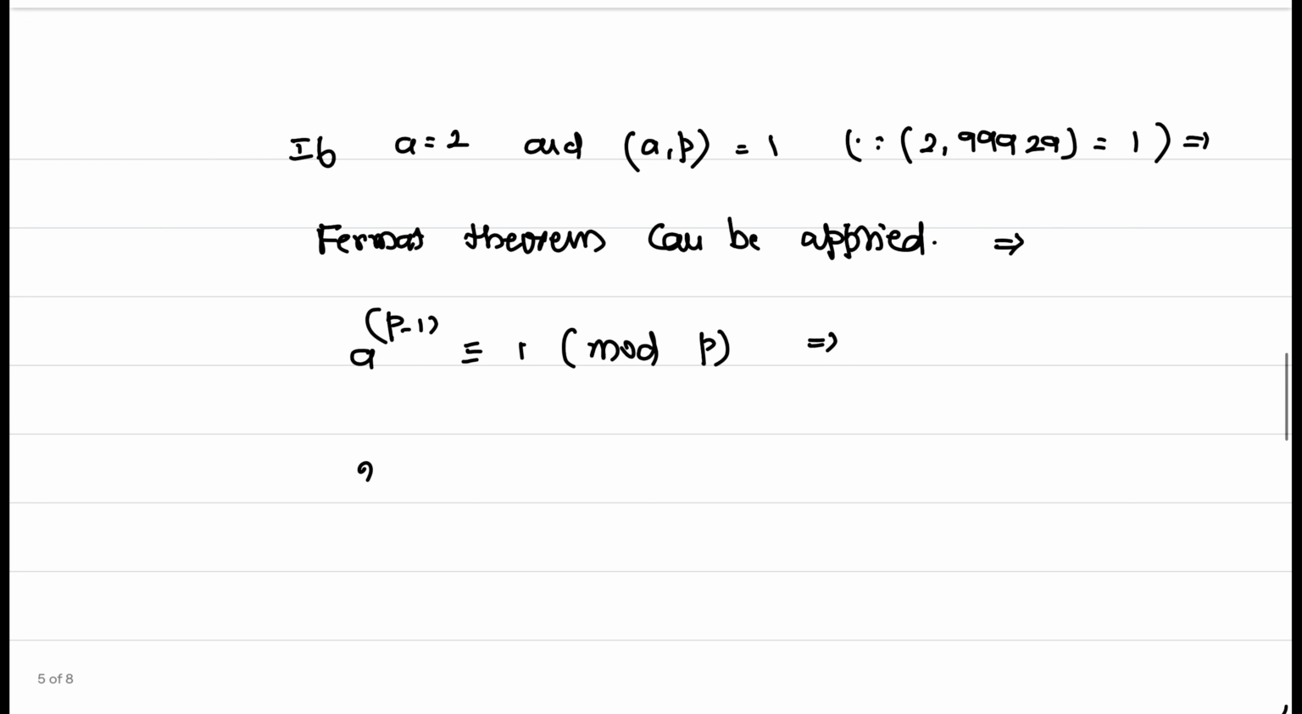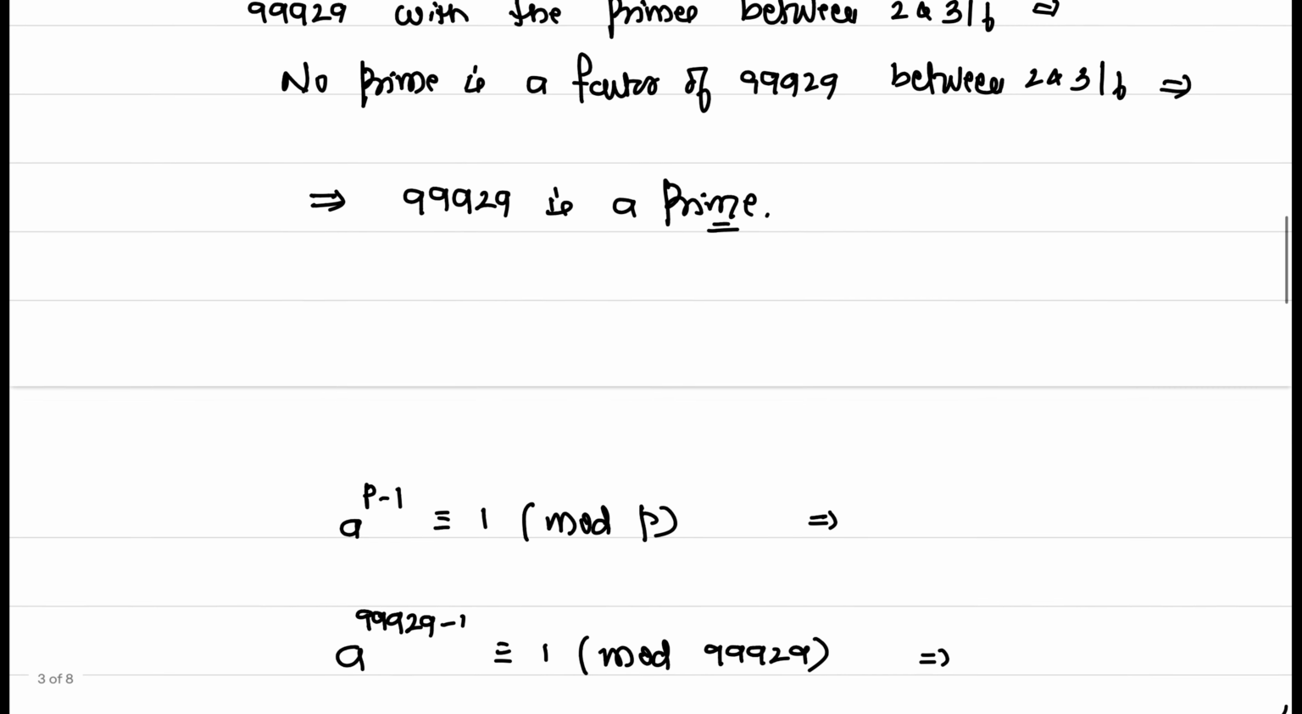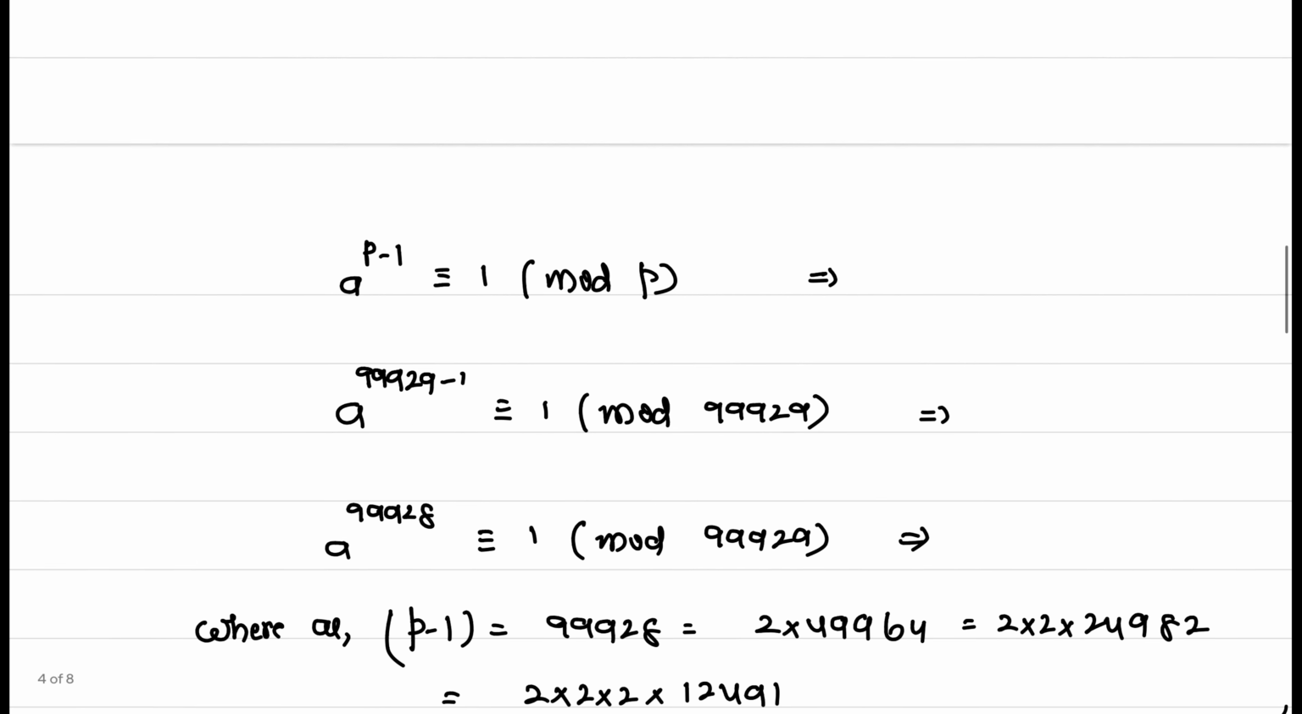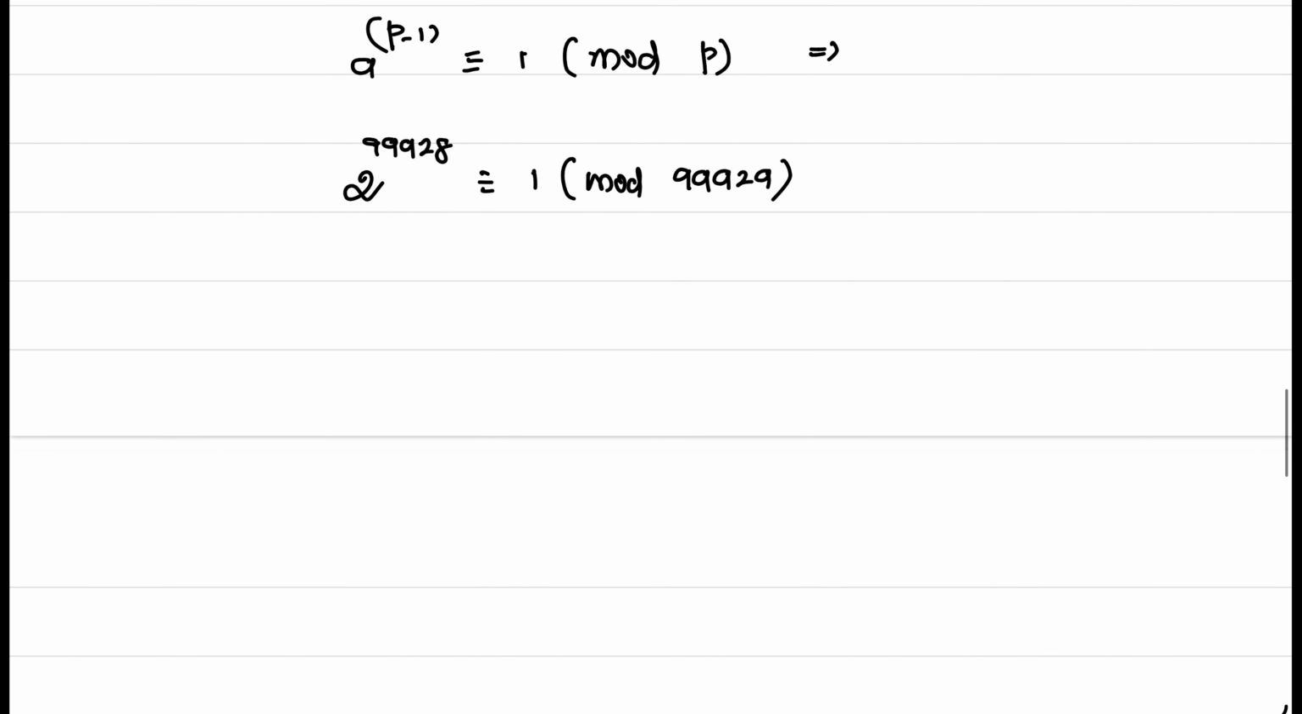That implies 2 to the power of 99928, because p minus 1 is 99928, is equivalent to 1 mod 99929. But we have to find out 2 to the power of 99929 plus 2 to the power of 99930. We have got only the value for 2 to the power of 99928. This implies 2 to the power of 99929 is equivalent to 2 into 1 mod 99929.